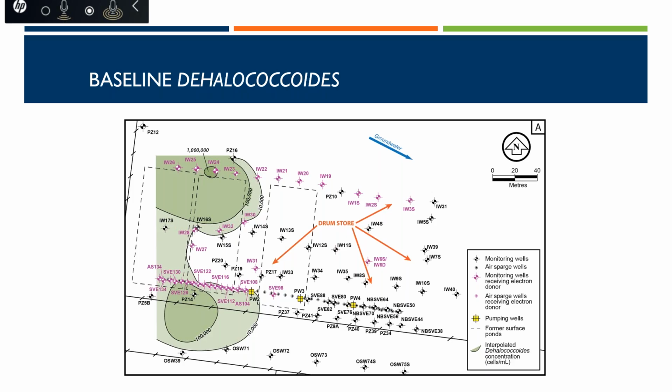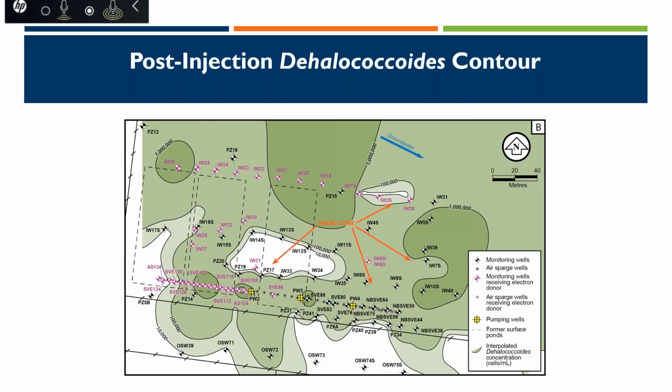Now, expanding to the whole source area, the impact of biostimulation has become readily evident. Initially, Dehalococcoides concentrations only exceeded the 10 to the 4 threshold in the western edge, but following the propylene glycol injections, Dehalococcoides concentrations are on the order of 10 to the 5 cells per milliliter over most of the former ponds, former drum storage, and the source control system.